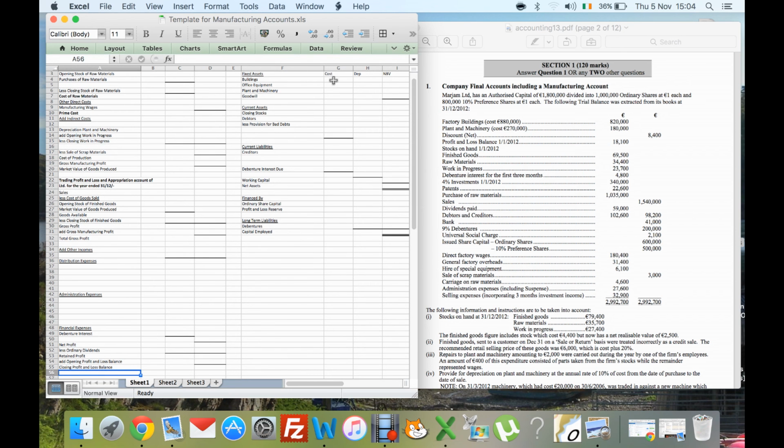Balance sheet, you've got some examples here: buildings, office equipment, plant and machinery. Debtors, closing stock, creditors, and then finance by debentures. Okay, so there's your basic structure.